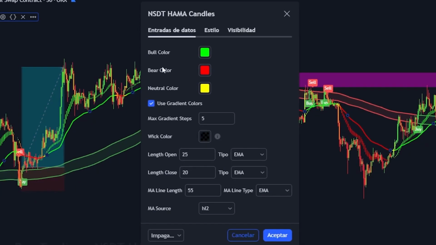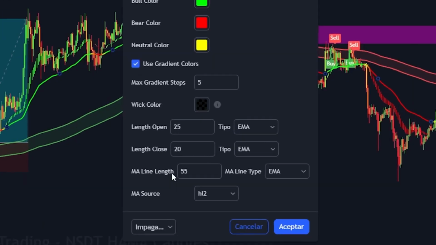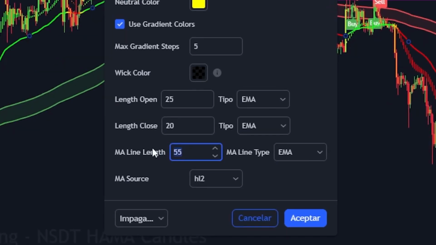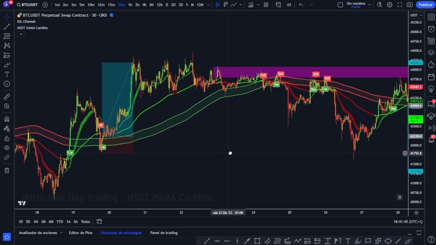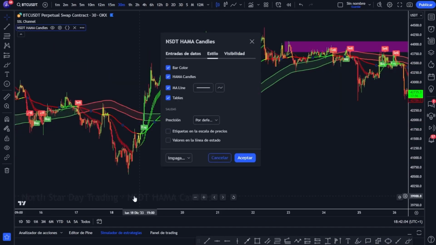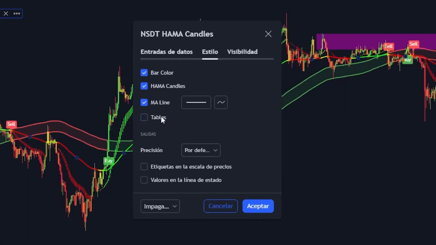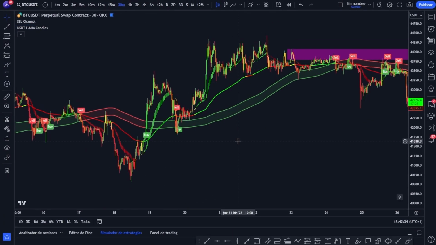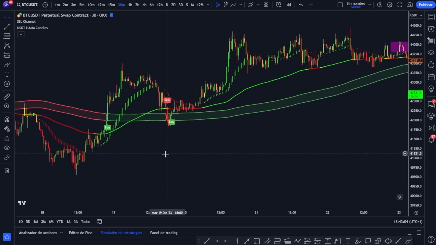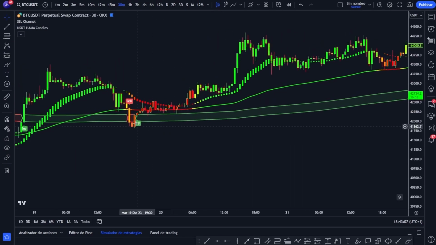In this case, in the settings, in the data input section, we will have to change the MA line length from 55 to 100. We hit accept, we already see the change, and surely this watermark-like thing might appear at the bottom. Simply uncheck tables, and it will disappear, much more comfortable.